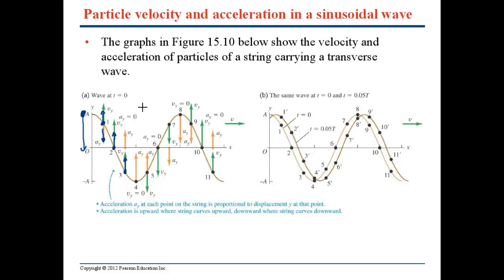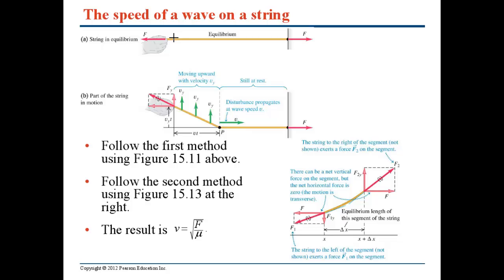Note, however, that all of these velocities are the velocities of the individual particles, which is different than the velocity of the wave. This is a transverse wave, so the velocity of the wave is in that direction, and the particles are moving in the up and down direction. Part B simply shows what the wave looks like at some time later. So let's talk really quickly about the speed of a wave on a string. Suppose I have a string and I send a pulse down that string.